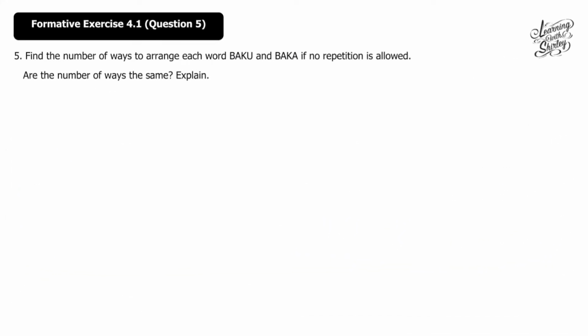Let's look at question number 5. Find the number of ways to arrange each word baku and baka if no repetition is allowed. Are the number of ways the same? Explain. Let's look at baku. All the letters are different here, B-A-K-U. So the number of ways will be 4 factorial, which is 24 ways.